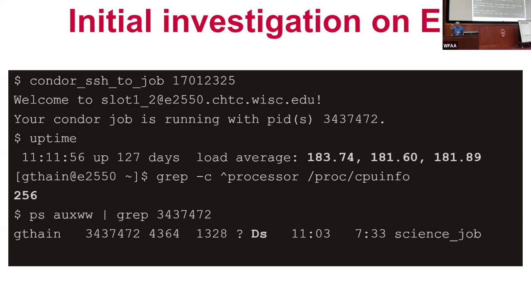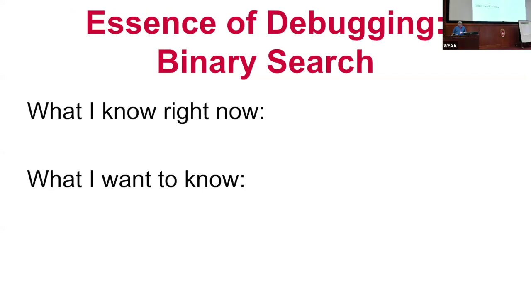condor_ssh_to_job shows you the PID of the job in question. I do a ps, and the thing that pops out at me when I run ps is that it's in the D state. D is for disk, and S is for short-term sleep, which is kind of interesting. So right now, I break out the one tool, the one scientific method I know for debugging, which is binary search.